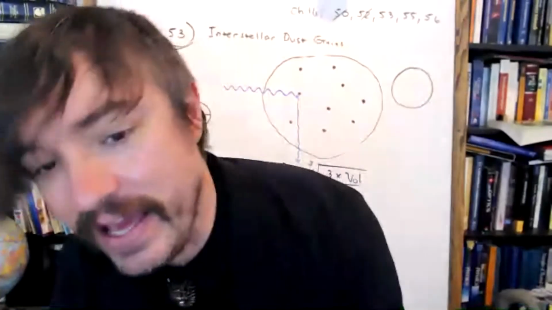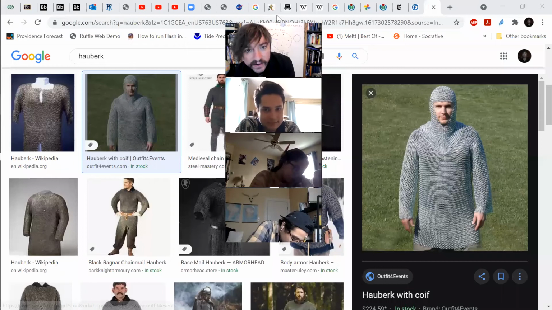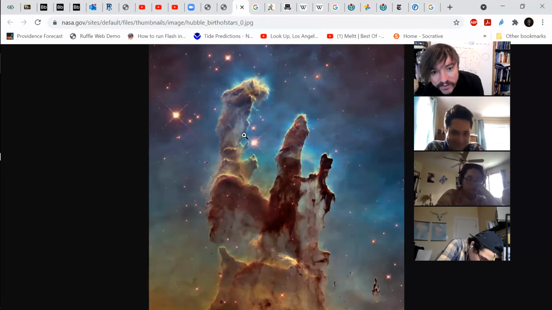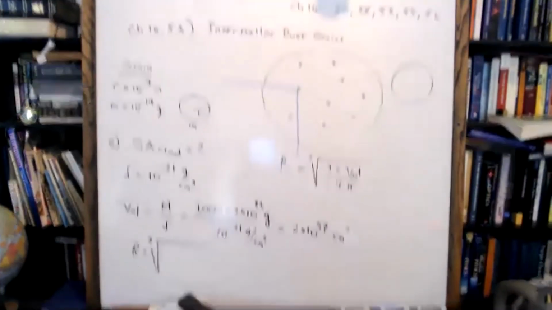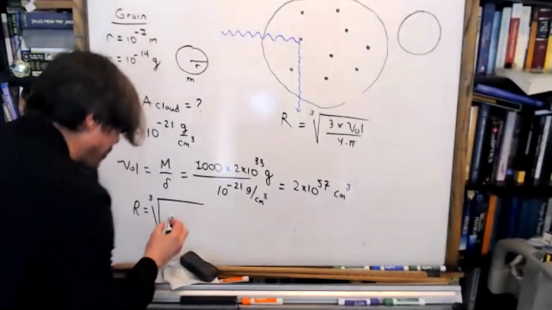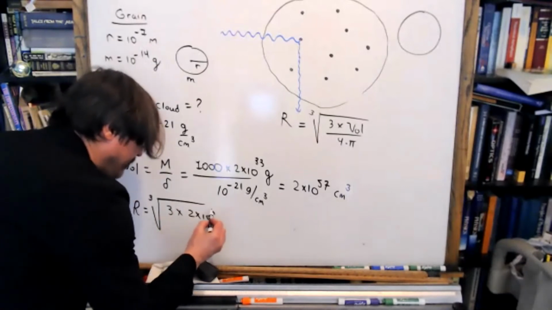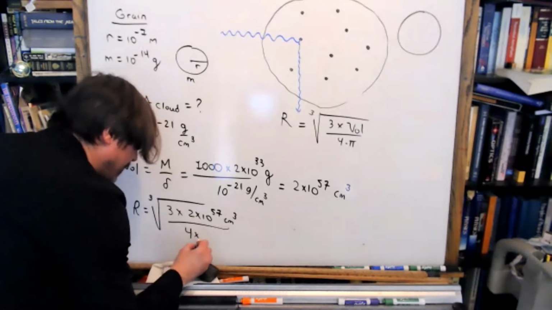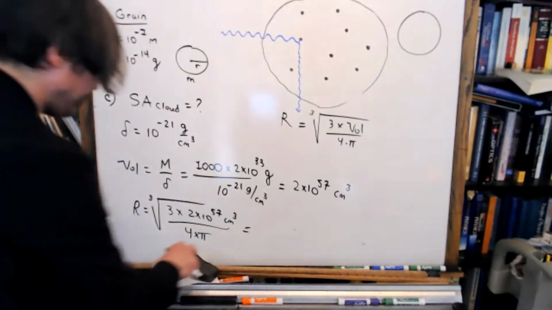Yes. Now, is my cloud going to actually look like a sphere based on what we've seen today? Probably not. But who cares? We'll probably get a close enough answer to be good. Okay, so let's calculate the radius of this spherical cloud. And let's do it by doing 3 times 2 times 10 to the 57 centimeters cubed, all divided by 4 times pi. Can you guys handle that for me without mistakes?